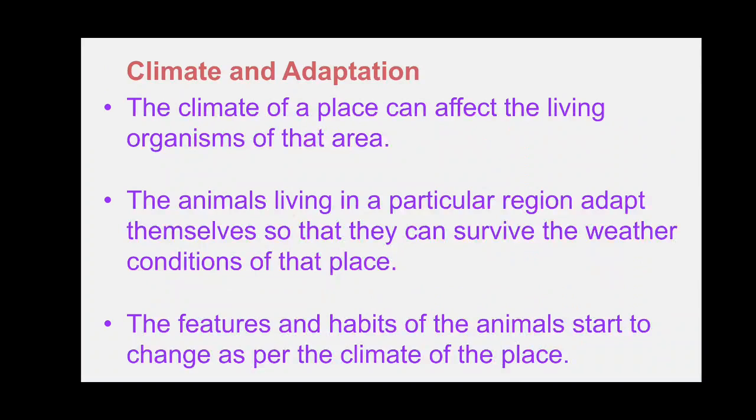The climate of a place can affect the living organisms of that area. The animals living in a particular region adapt themselves so that they can survive the weather condition of the place. The features and habits of the animal start to change as per the climate of the place. If they don't adapt themselves to the climate, they cannot survive in that place. So every animal has to adjust itself to the climate, and this is known as adaptation.